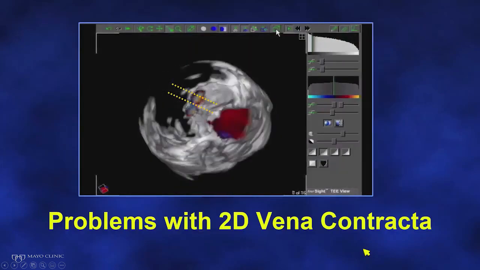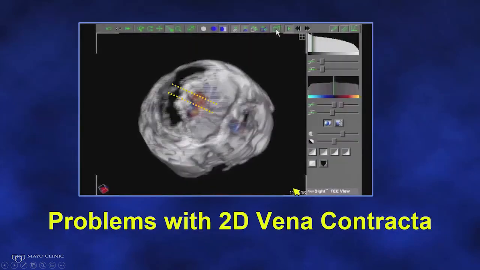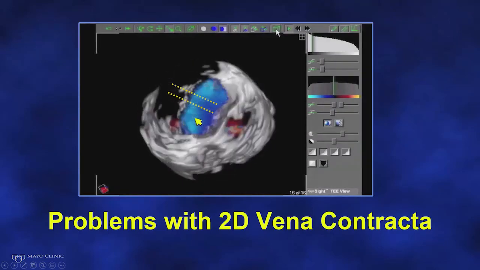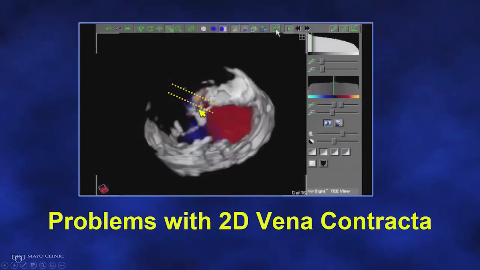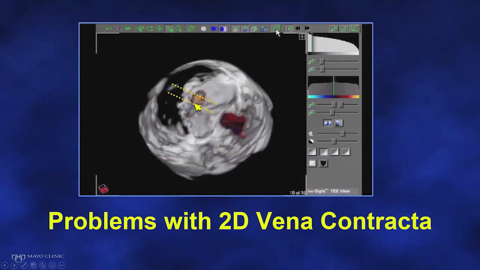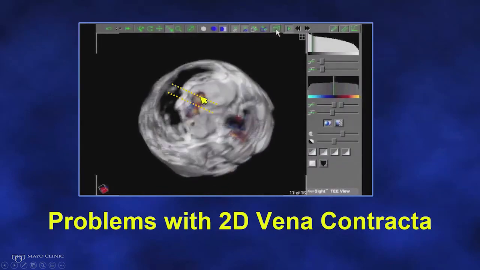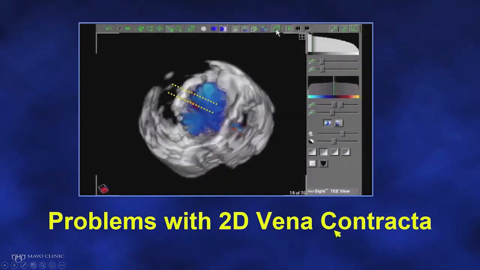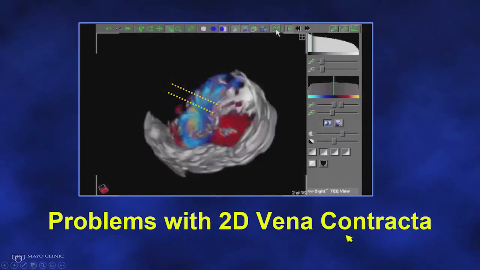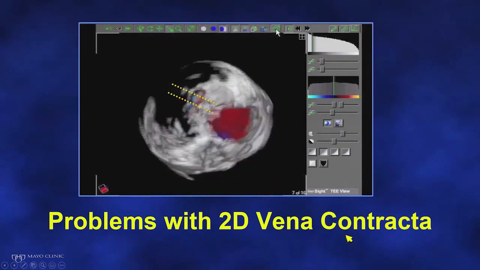But the big limitation of this technique is shown with 3D echocardiography, because the jet is not a circular jet most of the time. And you can see there's a narrow vena contracta here in the middle, whereas it's wider here on the side. And truthfully, when you're just doing a 2D vena contracta, you don't know where you're making that measurement.